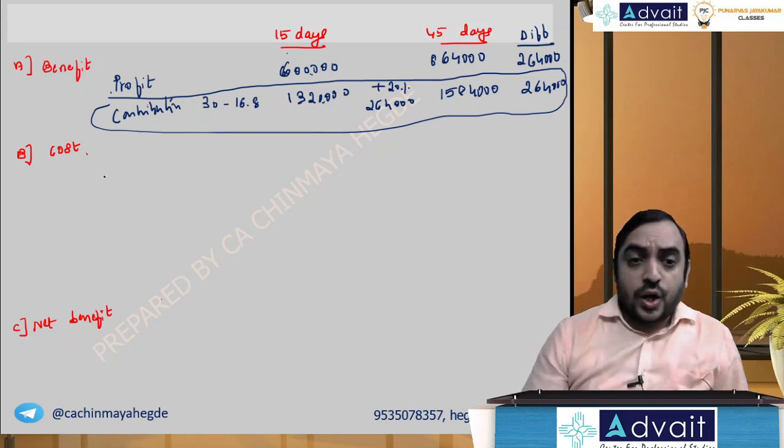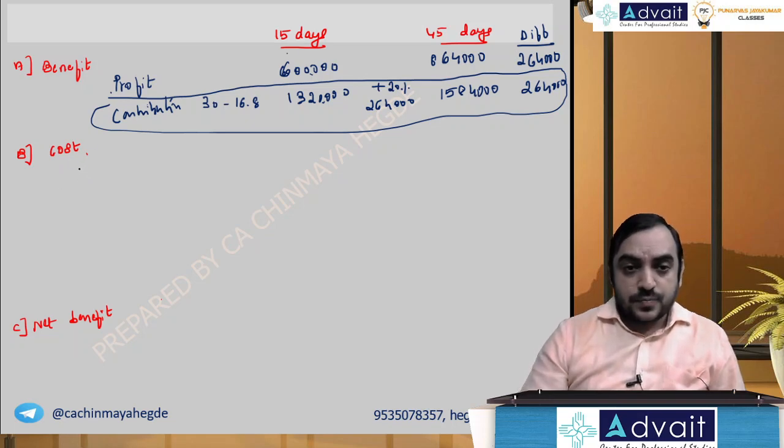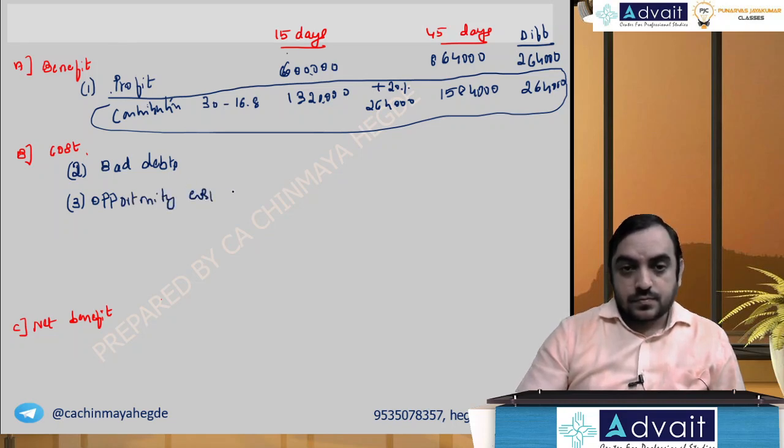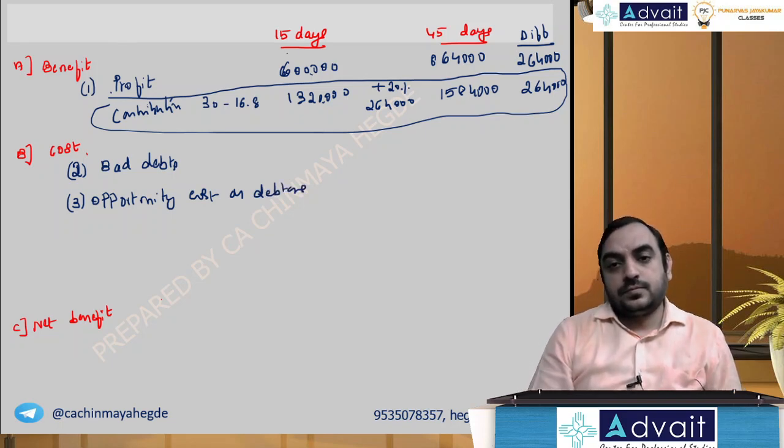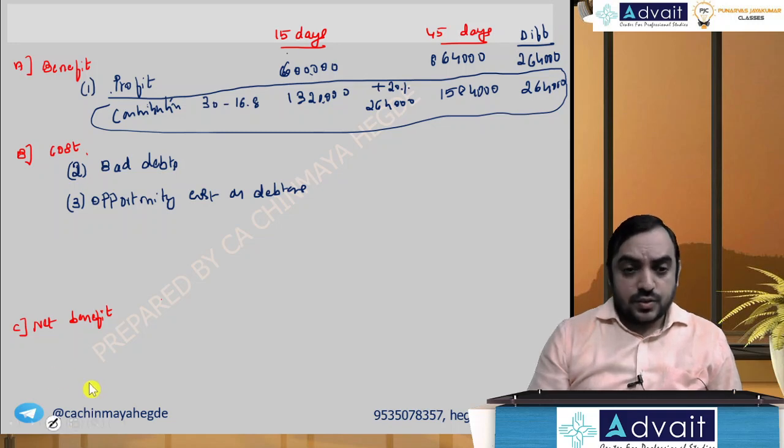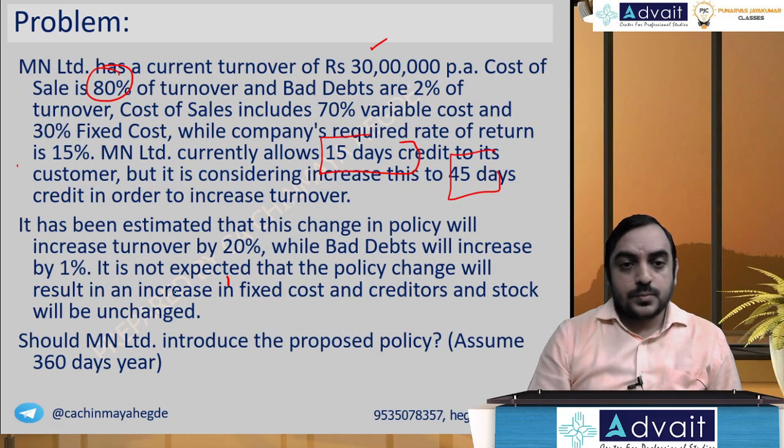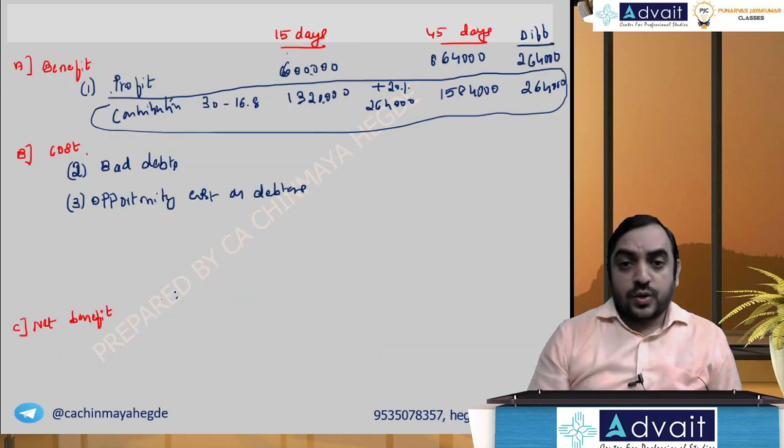Okay. Now let's come to the costs. We have two types of cost. This is benefit one. We have bad debts and opportunity cost on debtors. Okay, bad debts. What about bad debts? 2% of turnover. So 30 lakh into 2%, 60,000, I think.